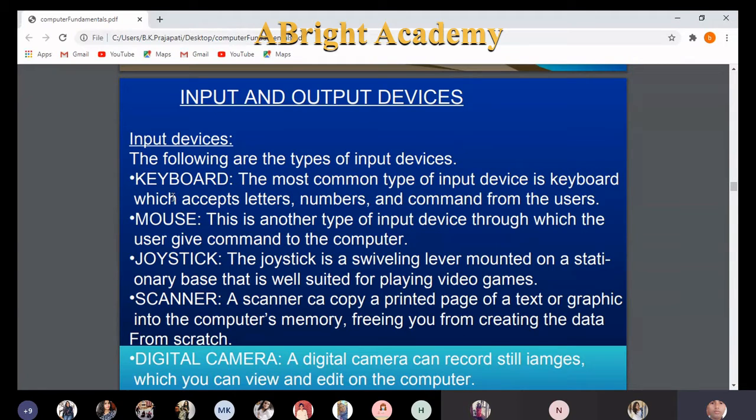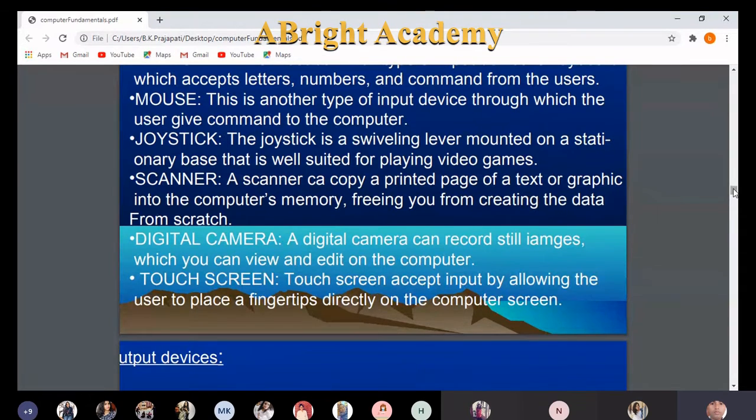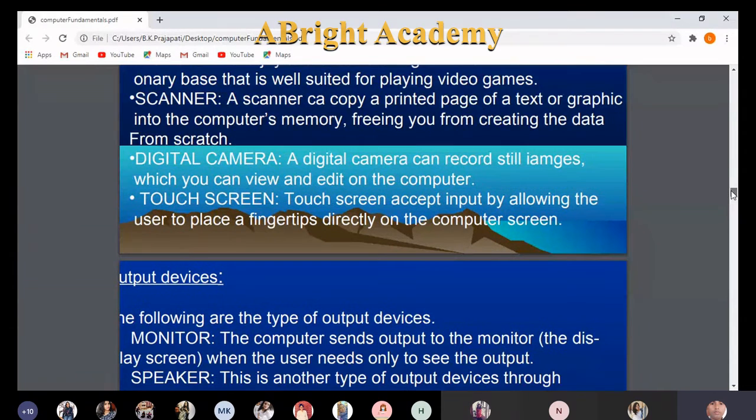Scanner: a scanner copies a printed page of text or graphic into the computer memory, freeing you from creating the data from scratch. Digital camera, touch screen. We know that a digital camera can record still images which you can view and edit on the computer. Touch screen accepts input by allowing the user to place a fingertip directly on the computer screen.